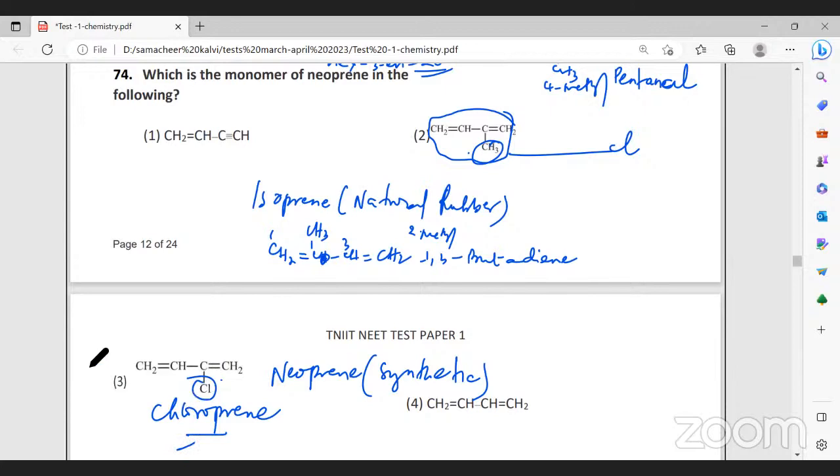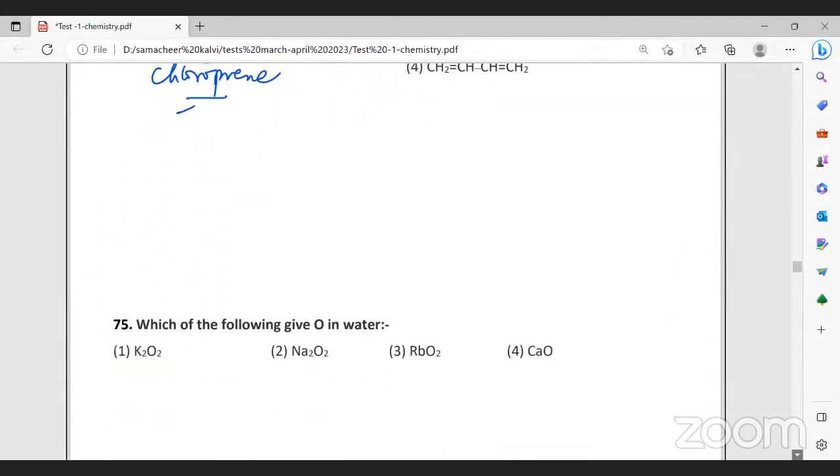So what will be the IUPAC name of this chloroprene? It will be 2-chloro-1,3-butadiene. This will be the IUPAC name of the chloroprene unit.